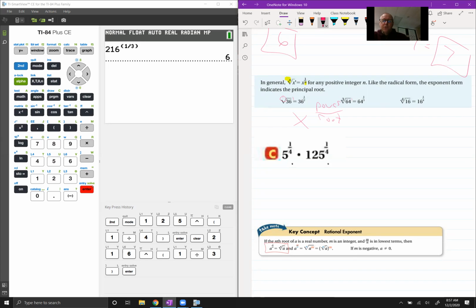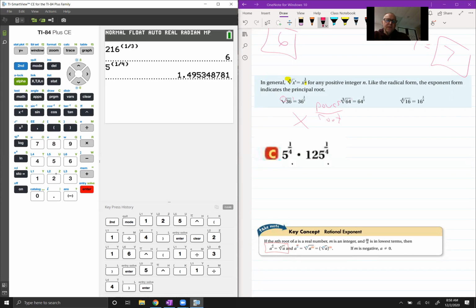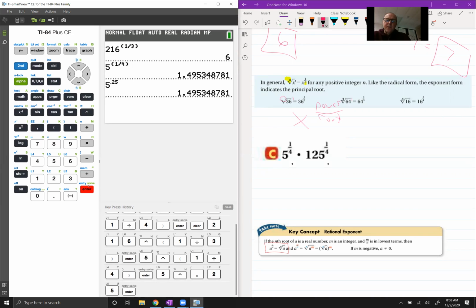Now, I have 5 to the 1/4. Well, if I check that out over here, 5, so caret, and 1/4 is nice. Remember, I can do 1 divided by 4. Okay, what would be faster than that? 1/4 is 0.25, right? So I could do 5 to the 0.25. Notice we get the same thing.